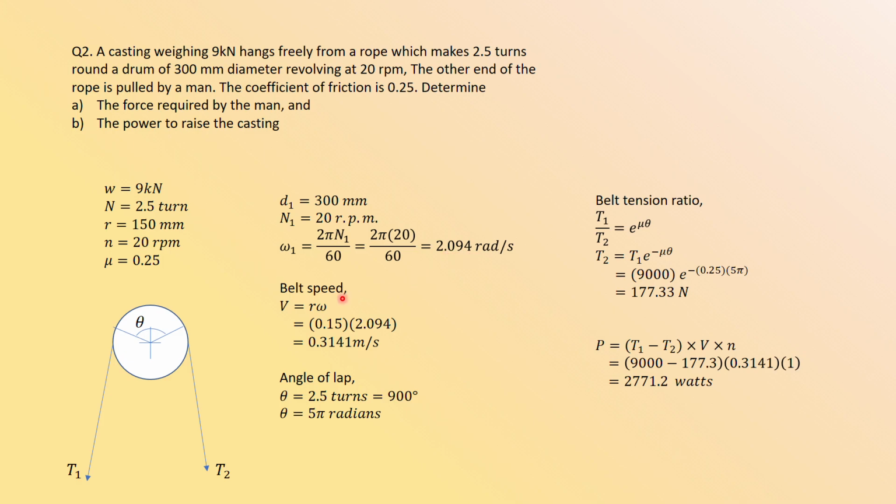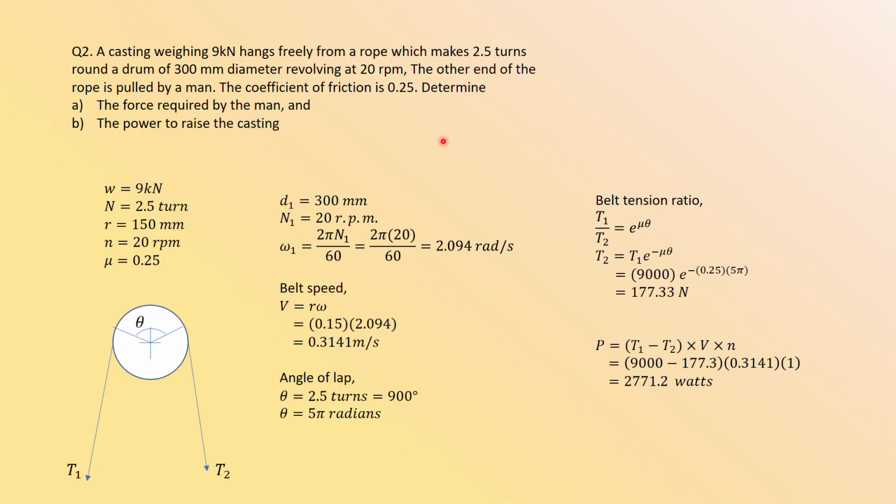Again, for the belt speed, this is the formula that you have seen most of the time in your dynamics. This is V, belt speed, which is actually referring to what we call tangential speed, or in our mechanical machines, belt speed. So the radius is 0.15, and the speed is 2.094 radians per second. So you get a belt speed of 0.3141 meters per second, which is less than 10, so you don't have to take centrifugal tension into account.